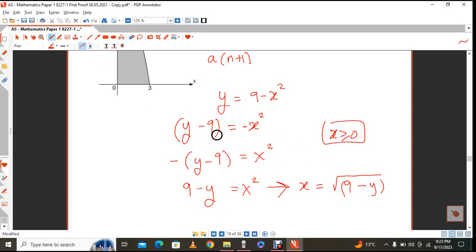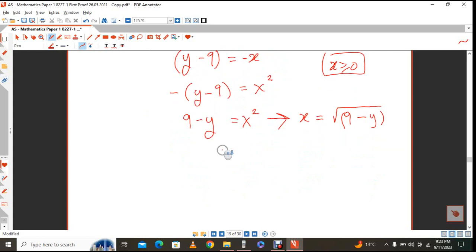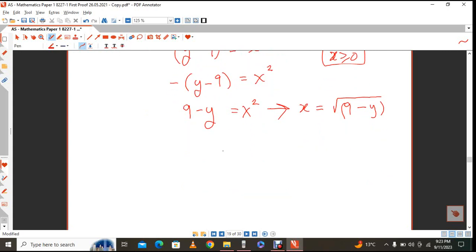Right, so now we made x the subject of the formula. If we now had to integrate, we are going to say the area would be the integral. Of course, this is going to give me 9 minus y all raised to the power of a half. Of course, this is being squared. I just want to indicate that, but I'm just going to write it anyway.